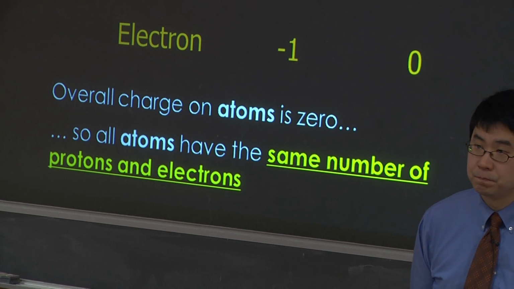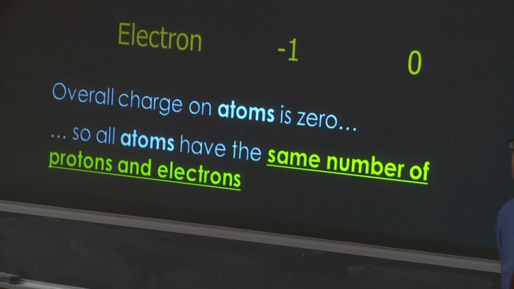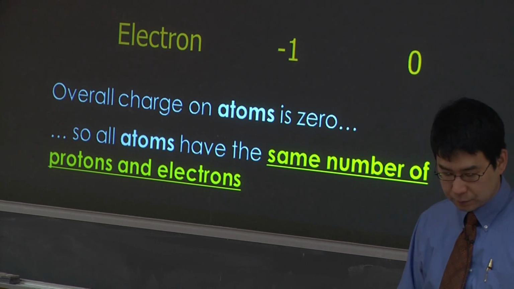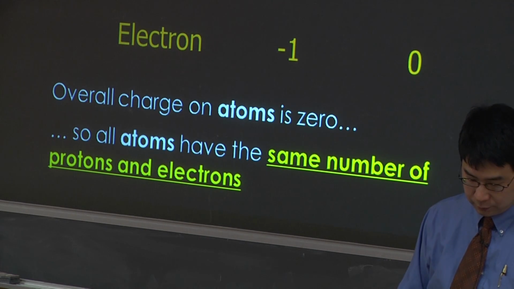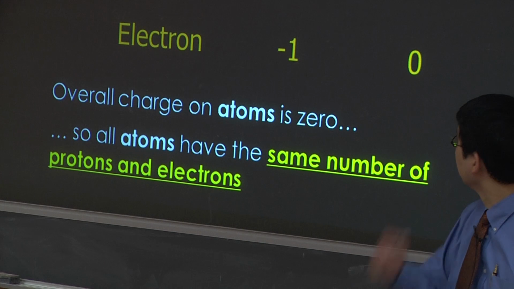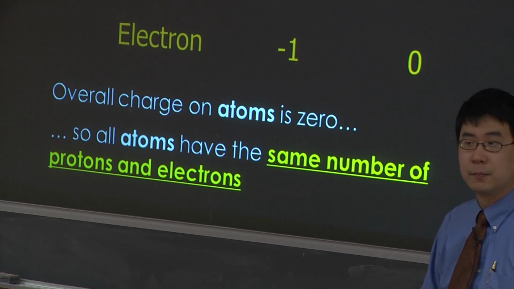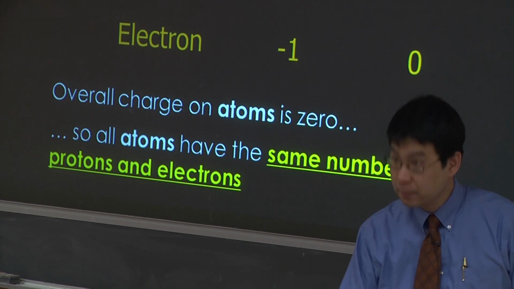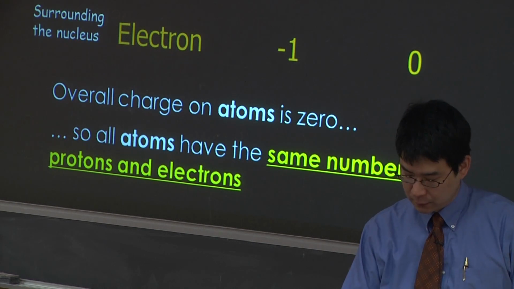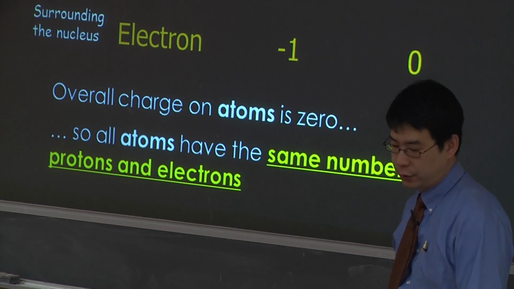So all atoms have a charge of 0? Correct. There are chemical species that don't have a charge of 0. Those are species we would call ions. But if we're talking about an atom, it's going to be a charge of 0. Again, nucleus, surrounding the nucleus.